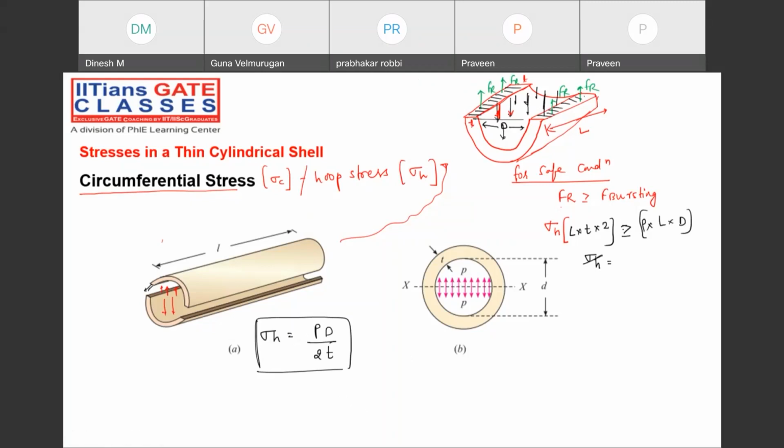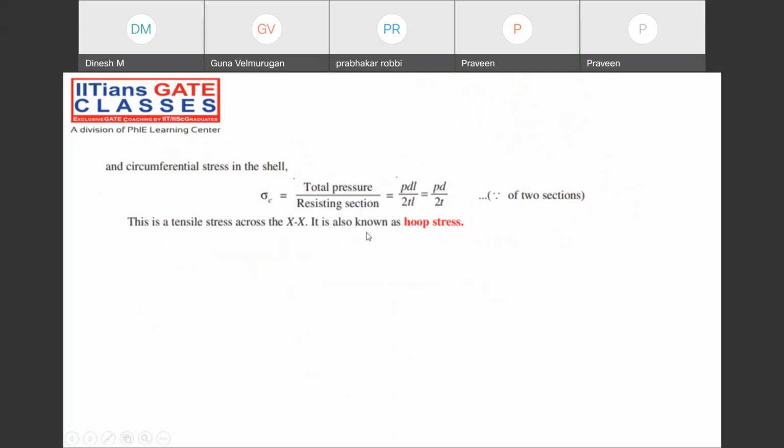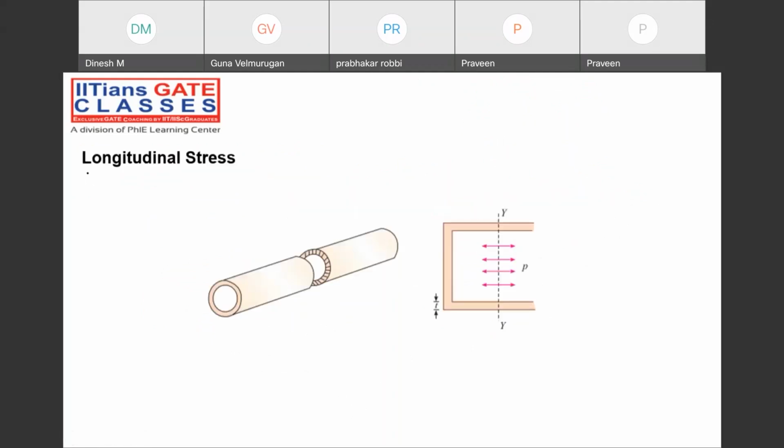That's a very, very important formula. Done? Yeah. So you can just note down from here, hoop stress. Now note down the longitudinal stress. When the failure is happening along the length of the cylinder, how will the resisting force be developed on the cross section of the member? Let me show that.